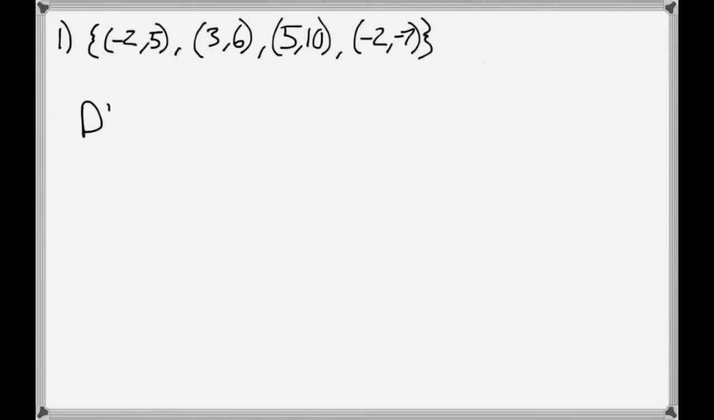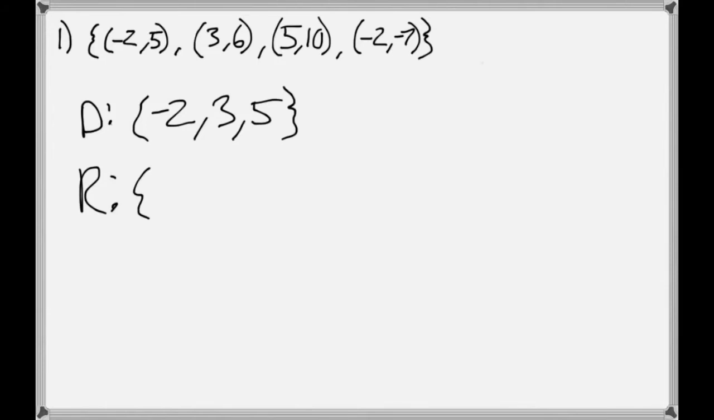So my domain is going to be -2, 3, 5, and then the -2, even though it occurs again, I'm only going to write it once in my domain. For my range, this is all of the y values. So I'm going to write this in ascending order. You really wouldn't have to, but I guess traditionally that's how it's done. So -7, then 5, 6, and 10. So that's the domain, which is all the x values, the range, which is all the y values.